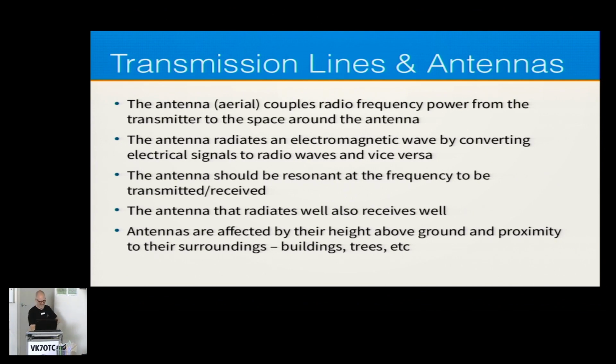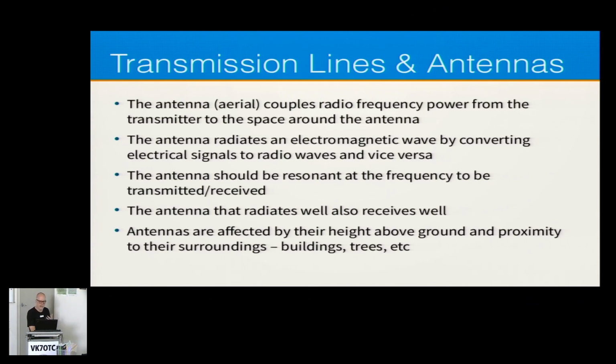Okay, an antenna couples our RF energy to the space around the antenna. This is the magic bit. Always refer to this as the magic bit. So it radiates an electromagnetic wave. Now, what that's telling you is there are 2 components to that wave that it transmits. There's an electrical and there's a magnetic component to it. I'll go into that in a bit more detail in a sec.